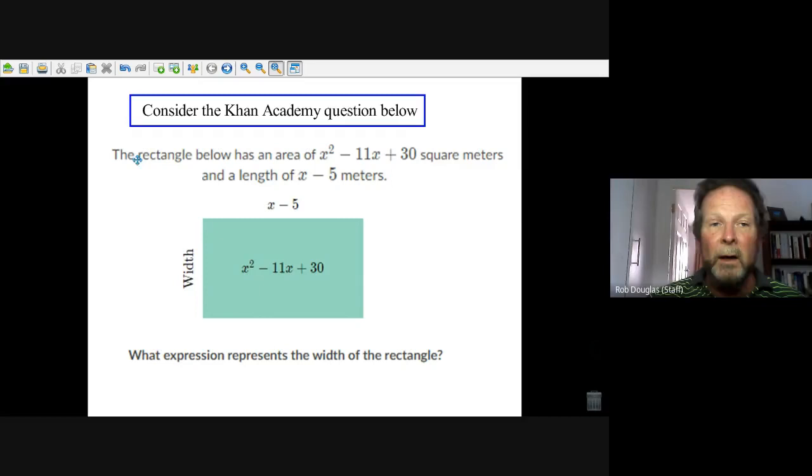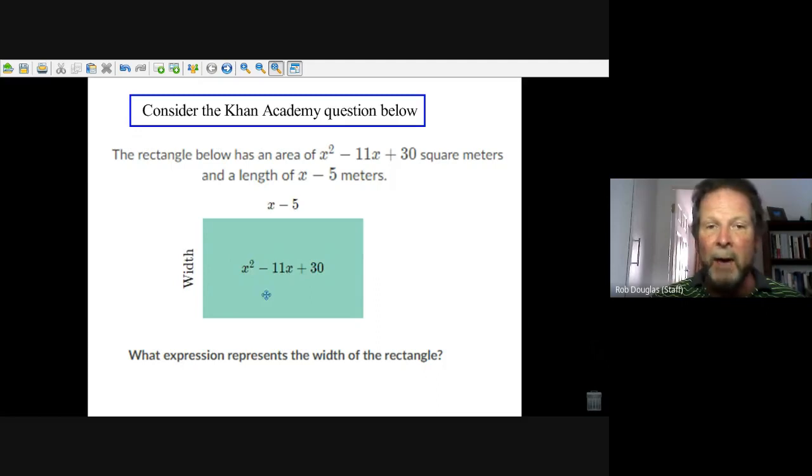So this is a Khan Academy question that's come up. Maybe you've seen it before. I'm going to give this exercise again, then you're going to try it. Maybe it'll make more sense now for those who tried it and it didn't make sense. They say that the area of this rectangle is x squared minus 11x plus 30.